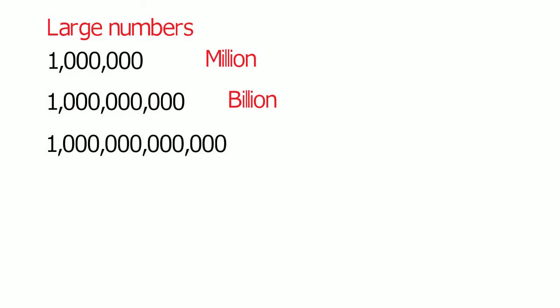What's this? A trillion. A 12-figure number is called a trillion. Notice that we put a comma every 3 figures. This makes it easier to read. We do not use full stops.